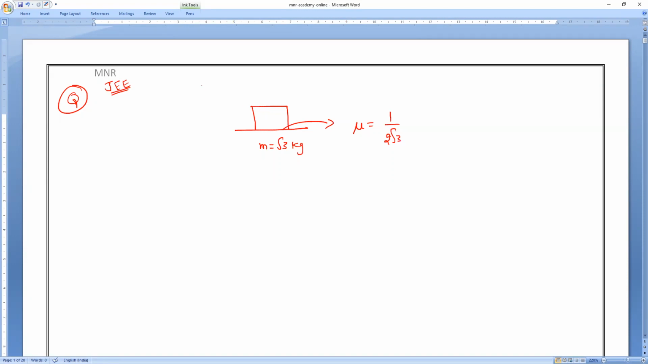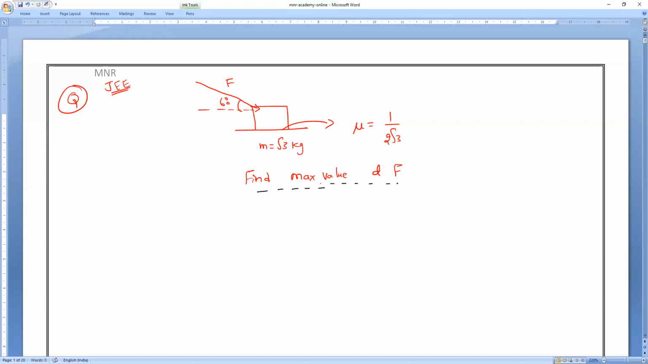Now the force applied makes an angle of 60 degrees with the surface. The question is: find the maximum value of F. By this time you should understand what they are asking, guys. Find the maximum value of F.